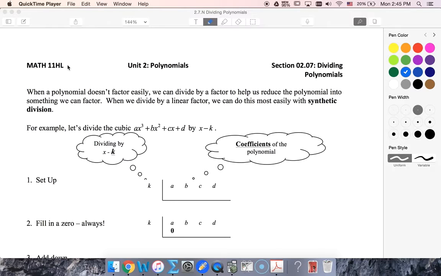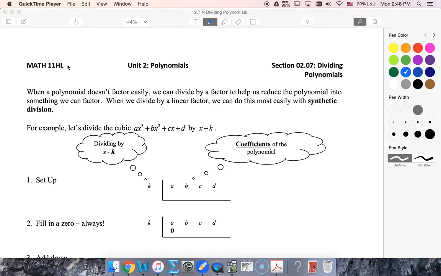Hello students, in this video we're going to talk about using synthetic division and other ways to divide polynomials. So there's long division as a method of dividing a polynomial, and we're going to look at that next. But a shortcut is to use this thing called synthetic division.